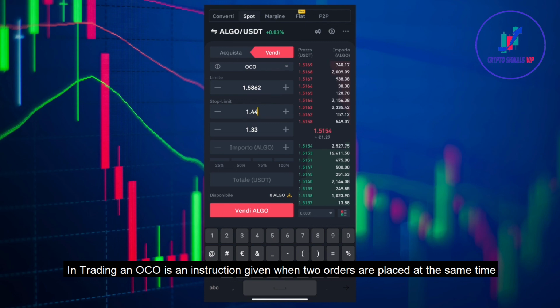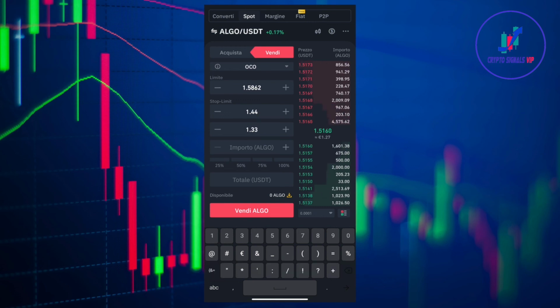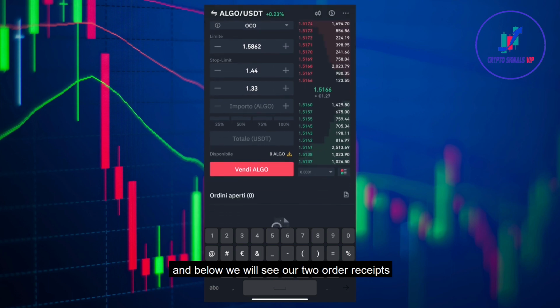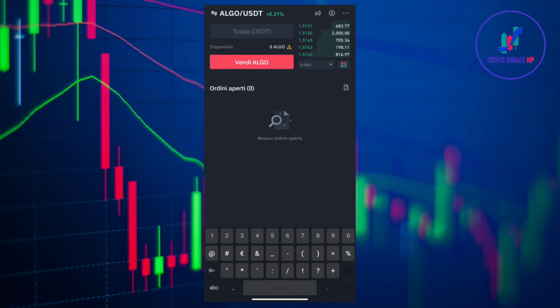In trading, an OCO is an instruction given when two orders are placed at the same time. If one part of an order on a security is executed, the other part is canceled. This order is also referred to as an alternate order and will allow us to further minimize our losses. Once this is done, we will go to Sell Algo, and below we will see our two order receipts, which we hope will go through.